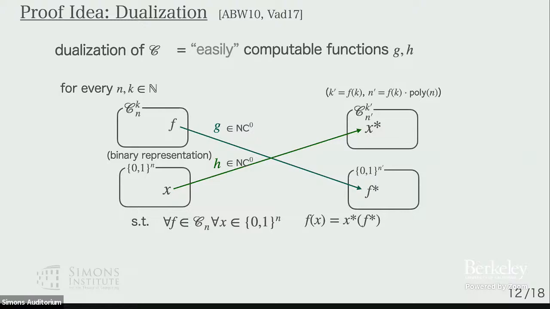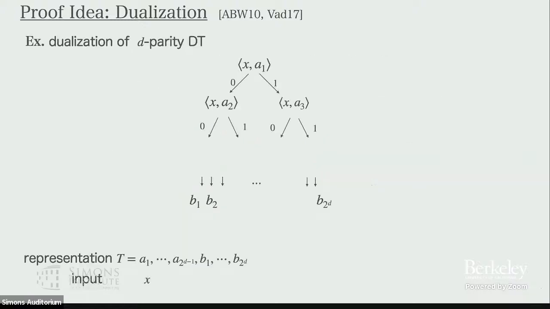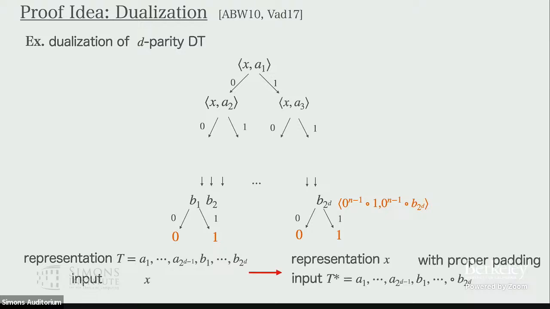Let's see an example of this dualization, the case of D-parity decision trees, but the idea is really simple. Assume the representation is just the A's at the internal nodes of each level, and the input is X. We can regard this as taking an inner product in a very trivial way, and we add one additional leaf. By regarding this representation as input, we can also regard X as a representation of a parity decision tree. This is a very simple idea for taking the dual of a parity decision tree. Of course, we need to add some proper patterns to obtain a valid representation, but this is a very rough explanation.